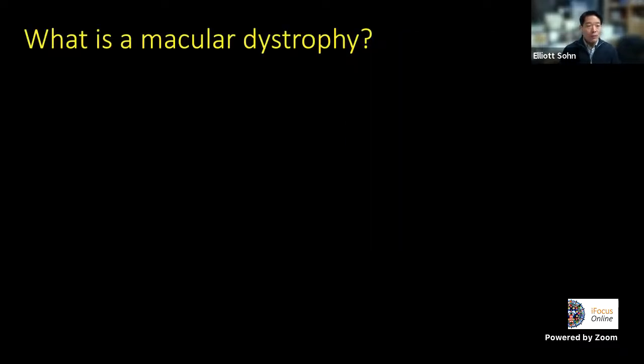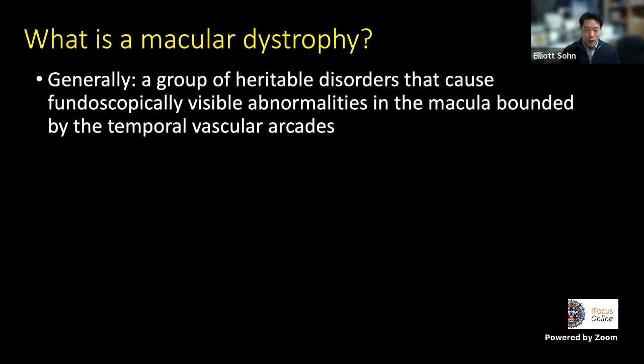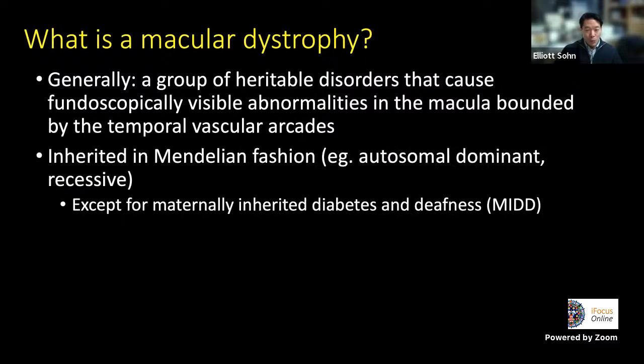Okay, so let's talk about what a macular dystrophy is. If we were just going to describe it, the best way to define it would be a group of heritable disorders that cause funduscopically visible abnormalities in the macula bounded by the temporal vascular arcades. It's a pretty general definition, but more specifically, macular dystrophies are inherited in a Mendelian fashion, so autosomal dominant in the vast majority of the cases, with one or two being autosomal recessive.